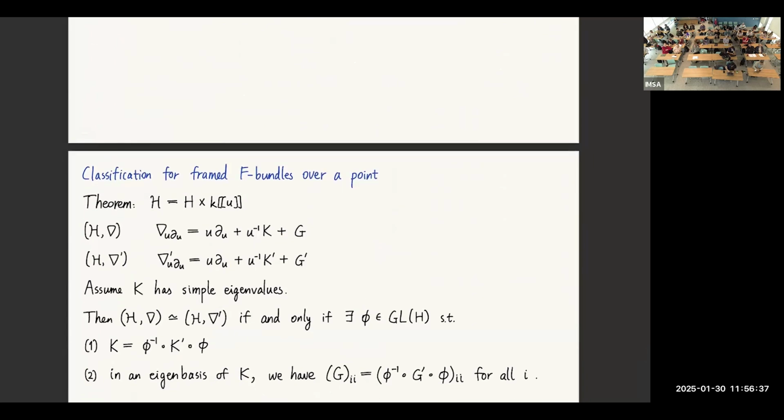Since we showed that if we have framing over one point, it can be extended to a neighborhood, we also proved a theorem for the classification of framed F-bundles over just a point. So we show that when we have an F-bundle over a point, and if it's framed, it can be written just by some matrices K and g, but of course there's still this variable u, so matrices with entries that are power series in u. But wait, these K and g no longer have u. They are just endomorphisms of H.